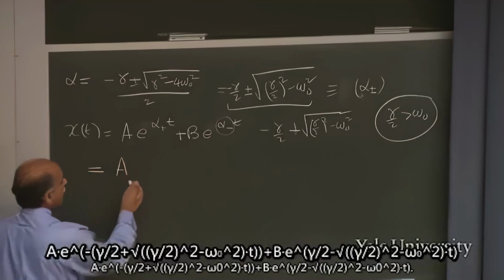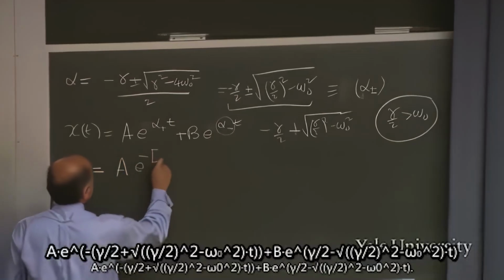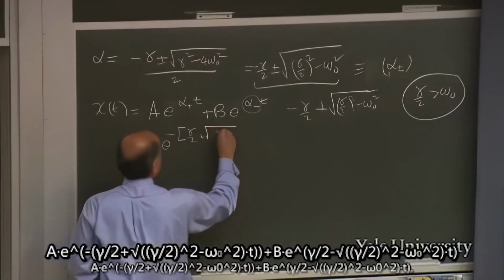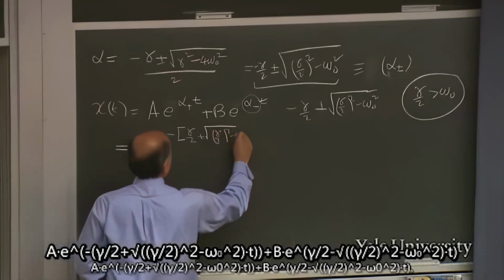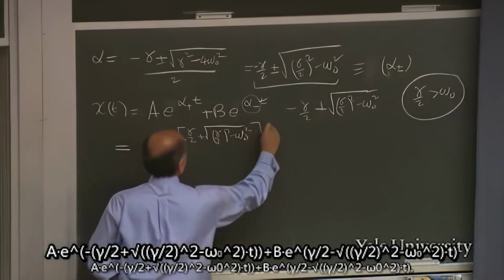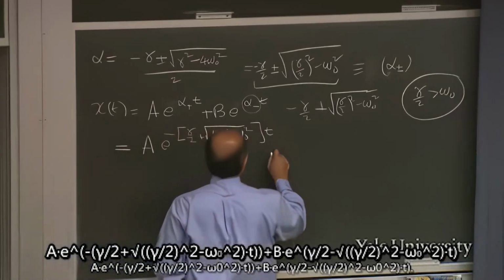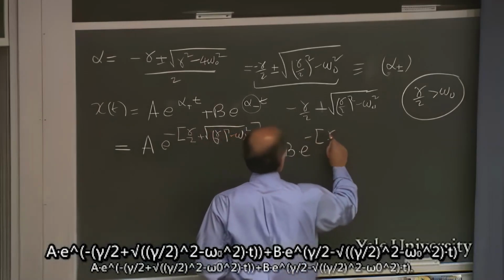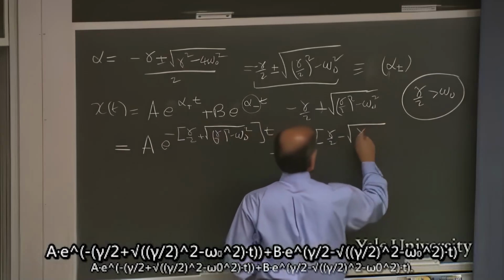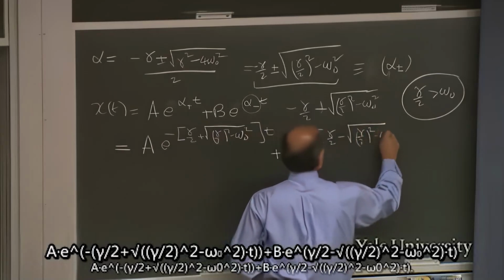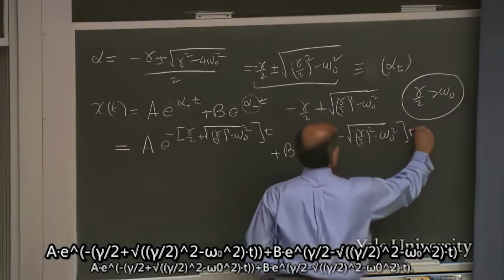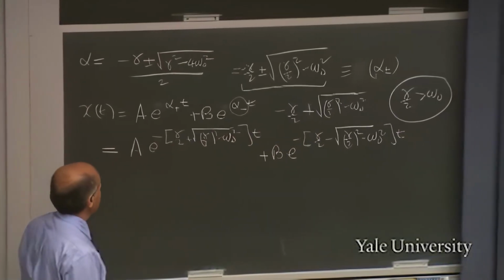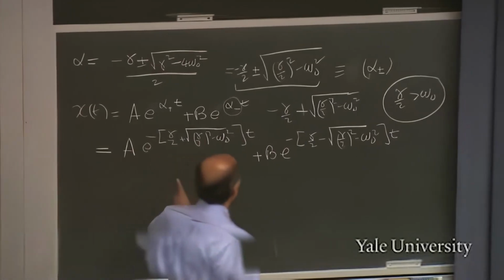A e to the minus gamma over 2 plus square root of gamma over 2 squared minus omega naught squared t, plus b e to the minus gamma over 2 minus the square root of gamma over 2 squared minus omega naught squared t. You got the minus. Pardon me? You got the minus then.